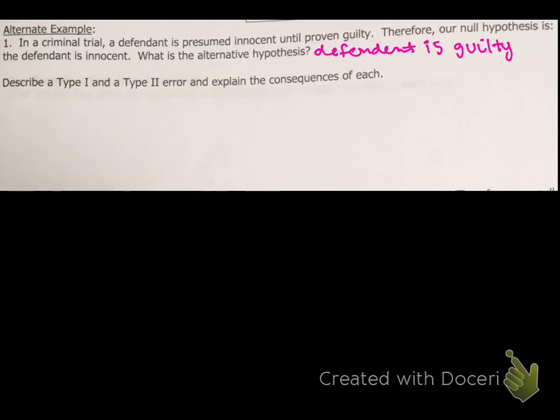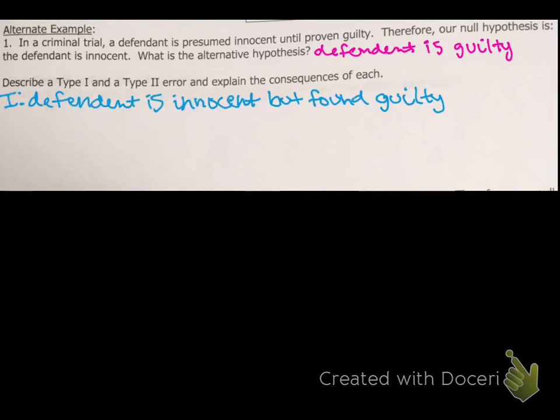All right, type 1 error. You reject H sub O when H sub O is true. So the defendant is innocent but found guilty. H sub O is our null hypothesis, the defendant is innocent, but you find him guilty. That's the type 1 error. So what's the consequence? An innocent person goes to jail.